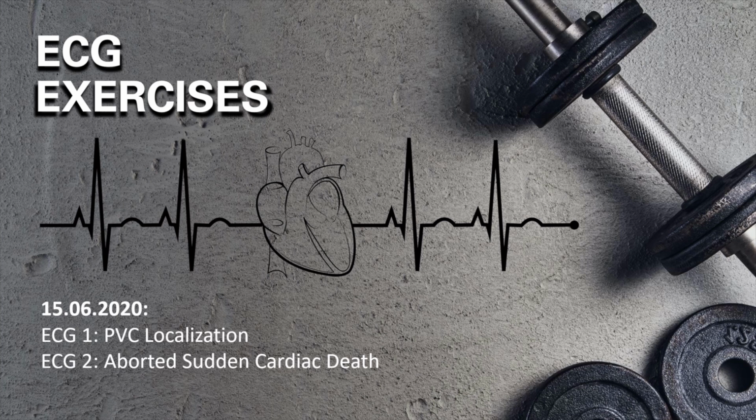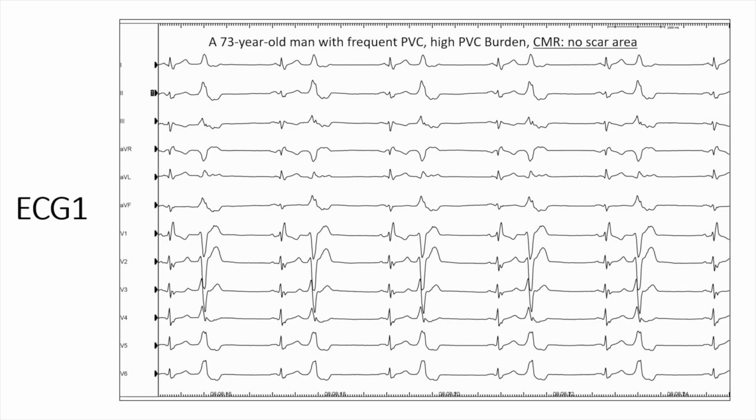Let's look together at the two ECGs that I put on Monday on the website and see the localization of the PVC and the diagnosis of the patient with aborted sudden cardiac death. The PVC in this ECG has a left bundle branch block pattern. It means it should be right ventricular. In limb leads, we have an inferior axis. It means it should be somewhere in the right ventricular outflow tract.